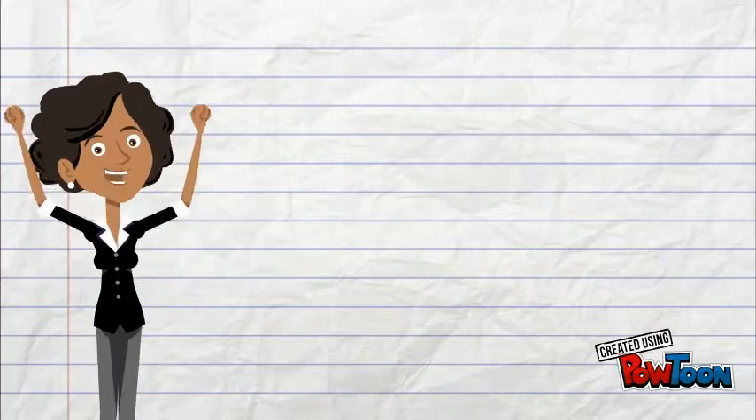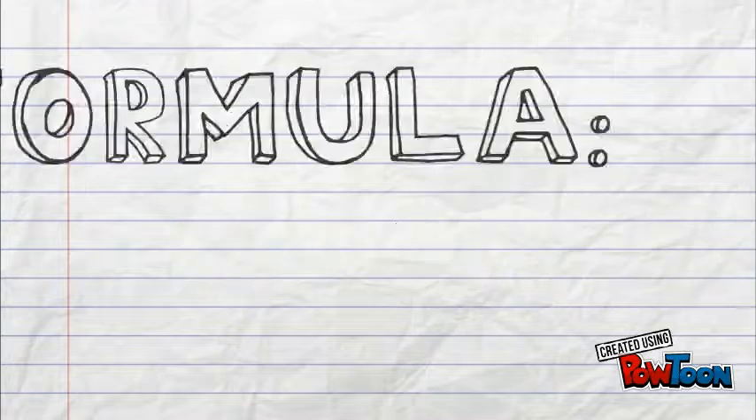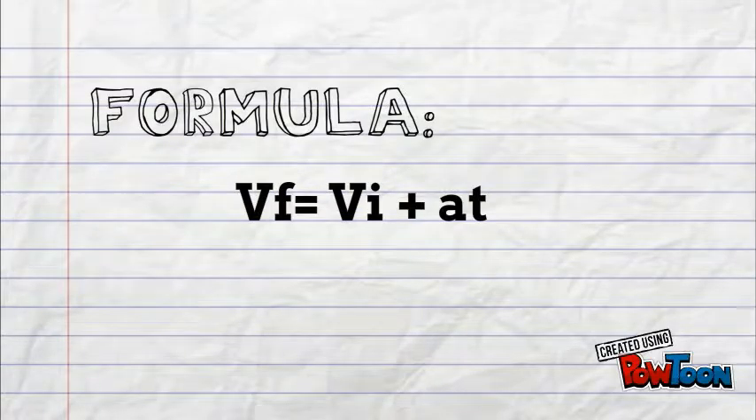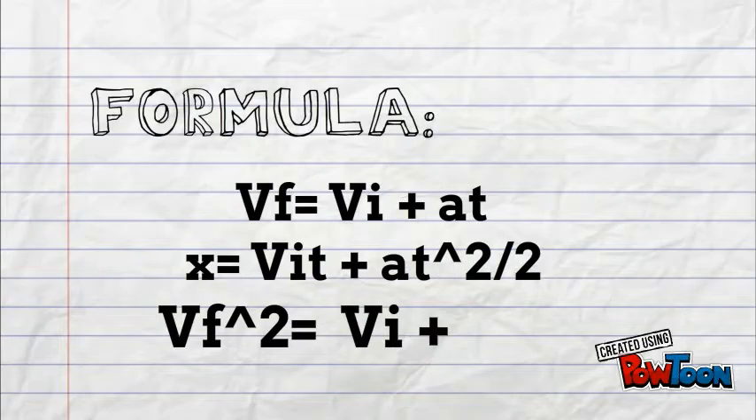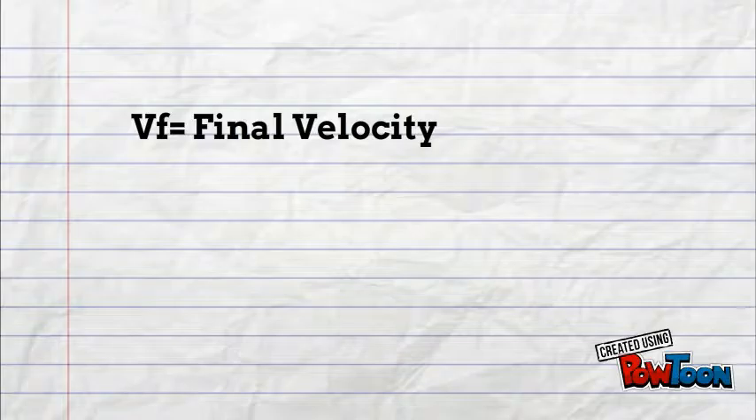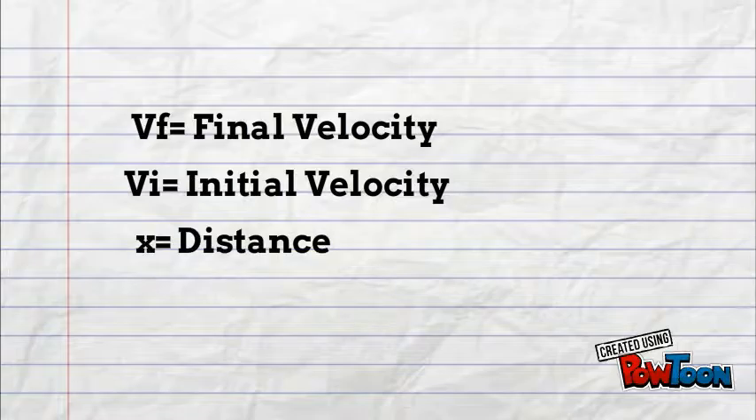For better understanding, here's an example. But first, take note of the formulas. Vf equals Vi plus At. x equals Vit plus At squared over 2. Vf squared equals Vi squared plus 2Ax. Vf stands for final velocity, while Vi is equal to initial velocity, x is equal to distance, t is equal to time, and a is equal to acceleration.